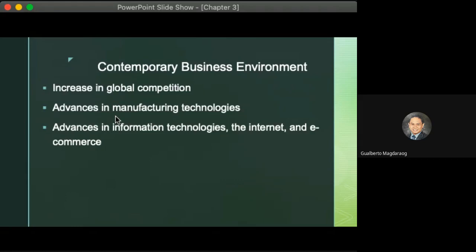Meron ba sa inyo may credit card? Wala po. ATM? Meron po. Meron, yan, no? Oh my God. Tumatanda ako.